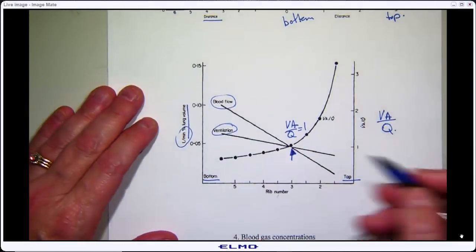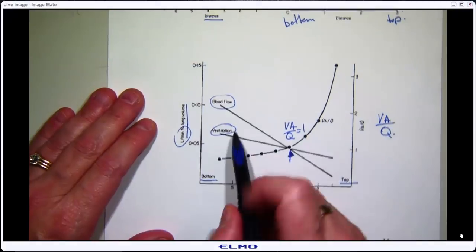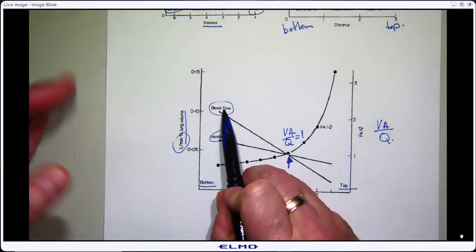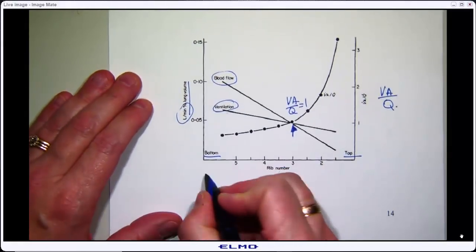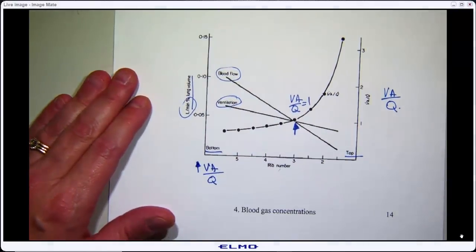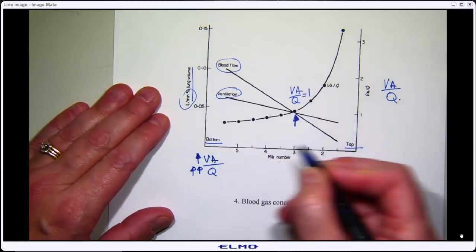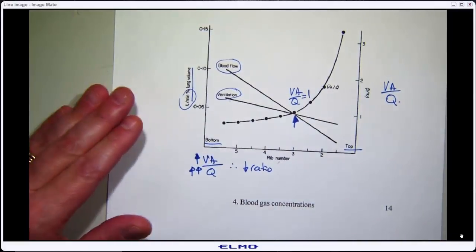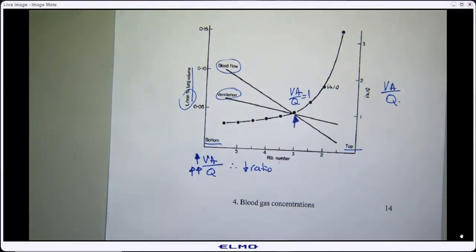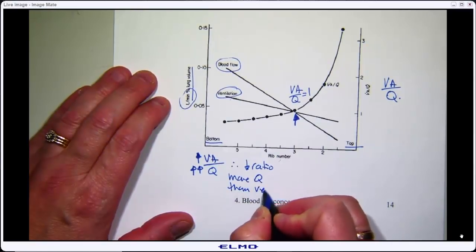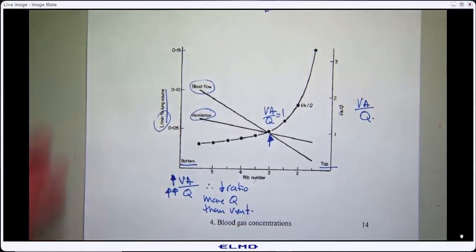At the bottom of the lung, ventilation is higher. Ventilation's high at the bottom of the lung, right? But blood flow is higher. So when you think about your VA over Q ratio, we did have an increase in ventilation at the bottom. That was true. But we had a greater increase in flow. So we're going to have a decrease in our ratio, because we have more flow than ventilation down here.